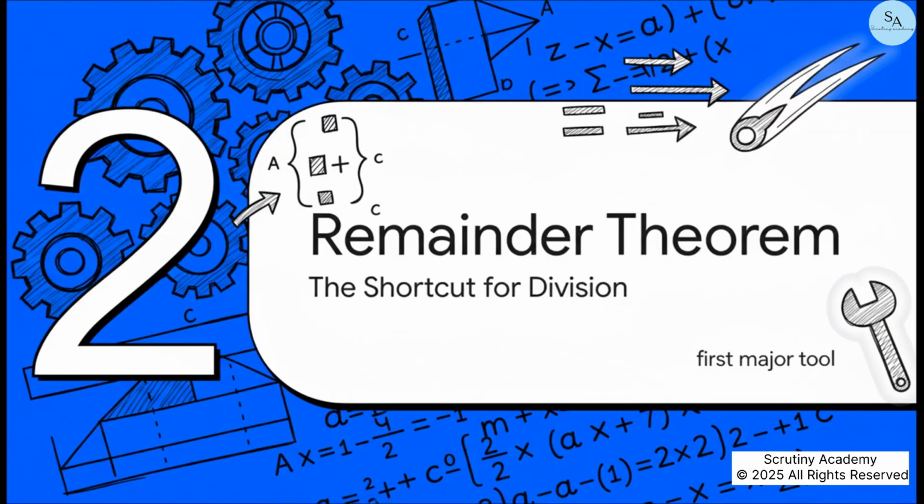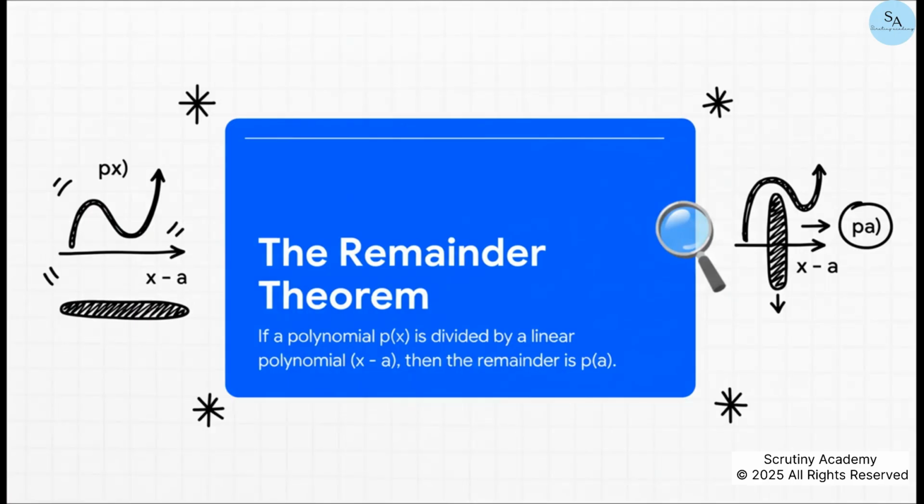Let's move on to section 2. It's time to add the first major tool to our kit. This is the remainder theorem, and it's an amazing shortcut for division that is going to save you a ton of work. Okay, I know that definition sounds pretty technical, but the idea behind it is so simple and so clever.